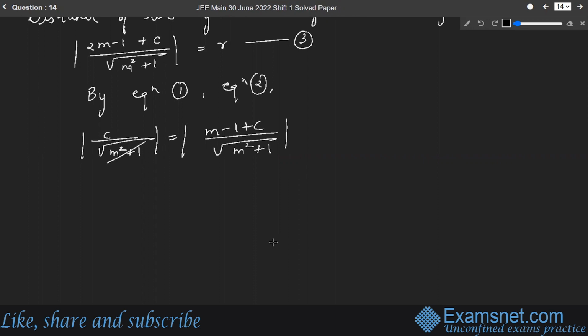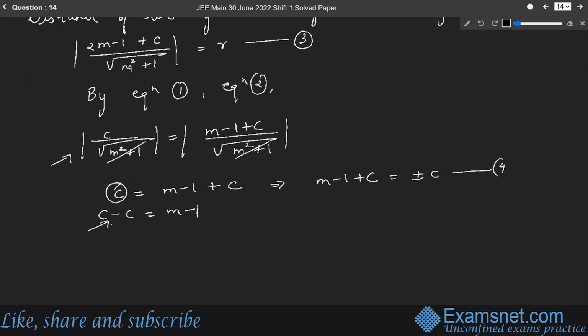You can see that under root of m square plus 1 and under root of m square plus 1 will be cancelled. So what are the remaining terms here? c is equal to m minus 1 plus c. So c minus c will be equal to m minus 1, right? What is c minus c here? It is 0. But since here we have mod, the relation will be m minus 1 plus c is equal to plus minus c. Here we will have plus minus c, so we cannot take c minus c. So this condition will be m minus 1 plus c is equal to plus minus c because of this mod. Now let us consider this as equation number 4.